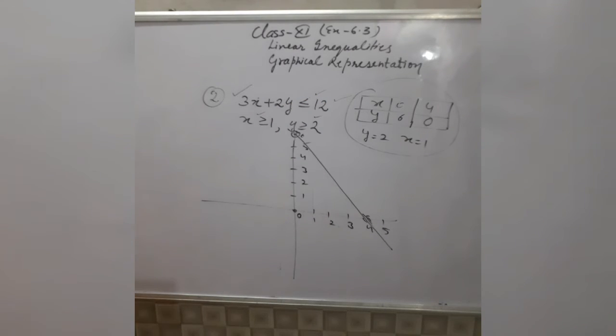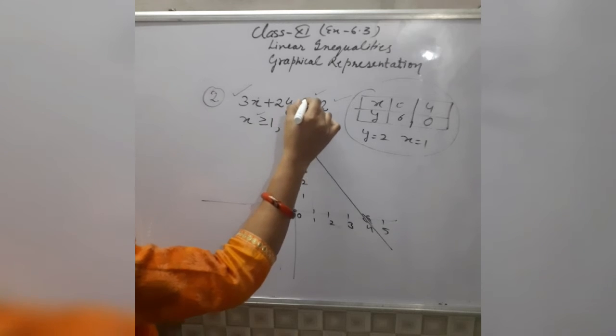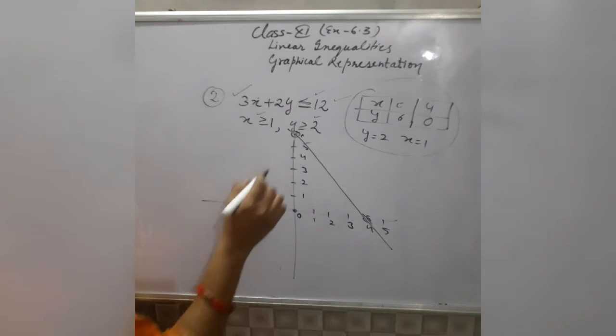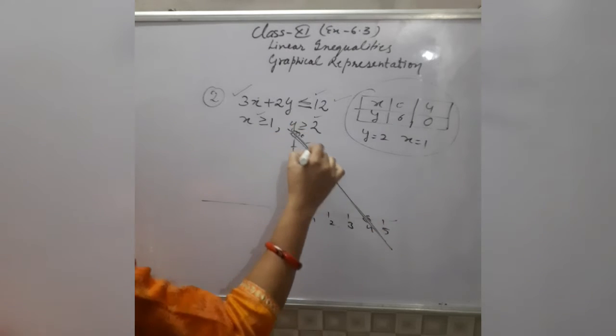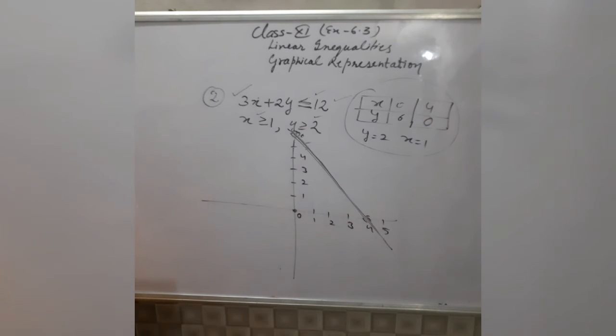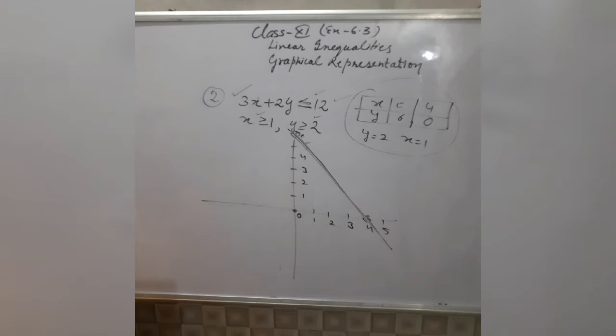But we want to draw the graph for the linear inequality. Now here, the less than or equal to sign is given to you. Since the equal to sign is given, you will draw this line dark; you will highlight this line. Now, which portion will you take as the shaded portion in the graph?